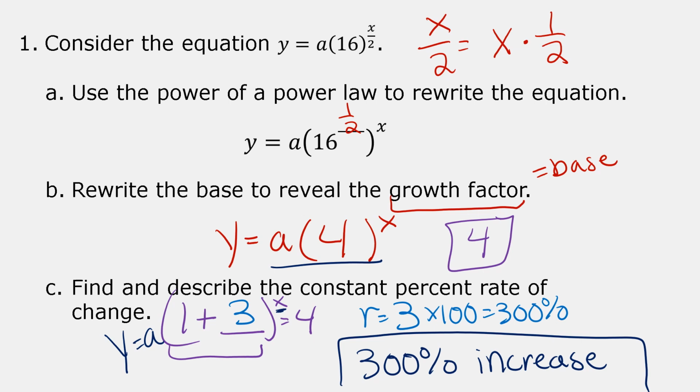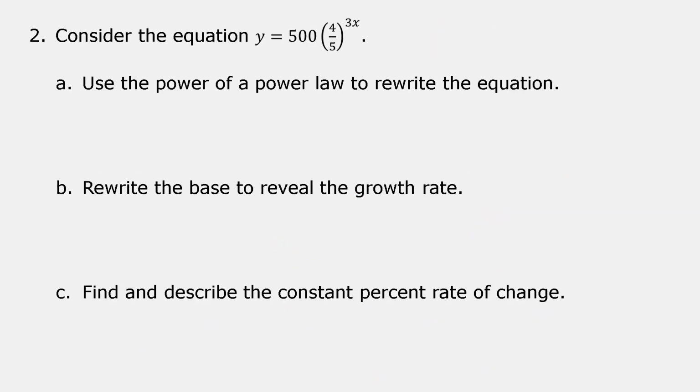Other questions? Okay. All right, next one. So the next one we're going to do the same thing. We're going to split up our exponents, figure out what our base is. I think this is another typo on your paper. So part B, we're finding the growth rate, not percent rate of change. So we want to rewrite our base because right now I have 4/5 raised to the 3x, and we want to get the variable by itself.